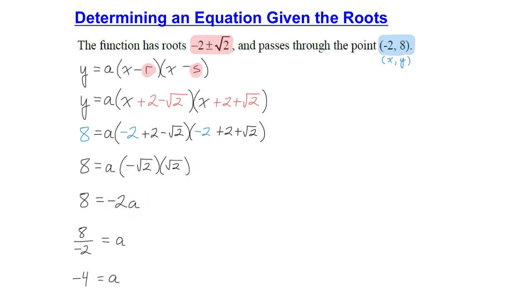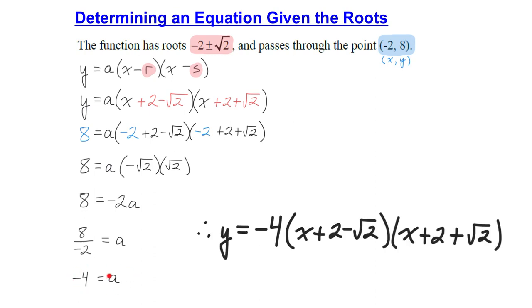To solve for a, I need to divide by -2. 8 divided by -2 is -4. So now I know the value of a. And now that I know the a value, I can write the equation of my function. y equals -4 times (x plus 2 minus root 2) times (x plus 2 plus root 2).